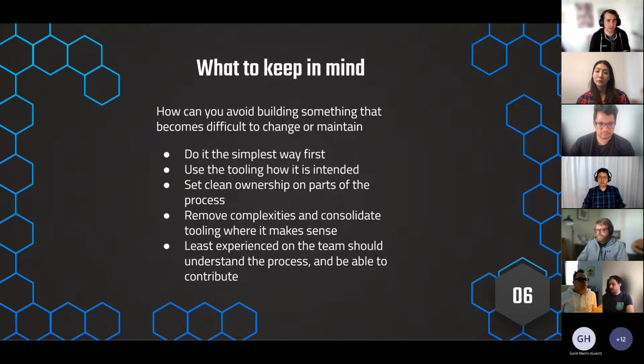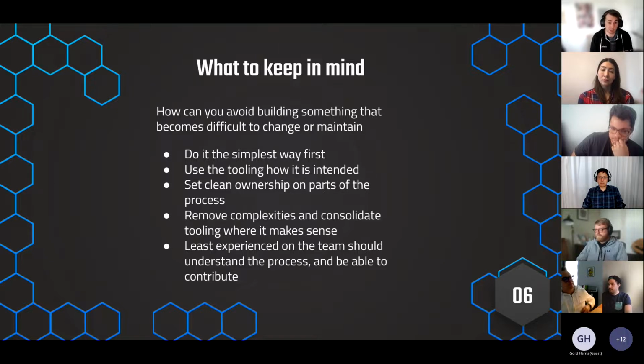Set clear ownership and keep it clear within the teams who's going to be able to fix what, and where possible, make it so that anyone can fix something, so that you're not the roadblock. Remove the complexities and consolidate where it makes sense. Just because you build something complex and it's great, if the maintenance cost gets too much, roll it back. Do what we did with the API library: acknowledge that it was a great idea, you learned a bunch, get rid of it, and replace it with something that works. The most important thing is that the least experienced team members and the people who are using it the most need to be able to understand the process as much as possible and be able to contribute as well.